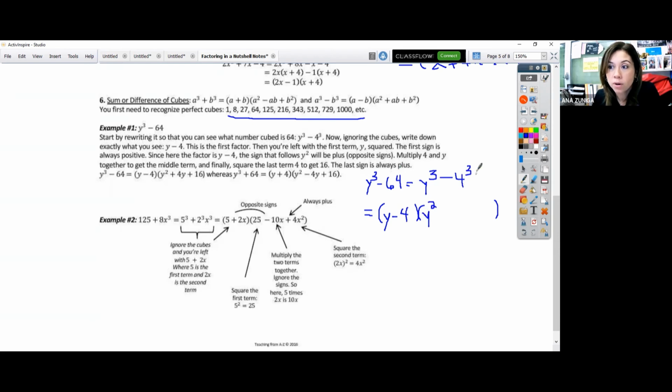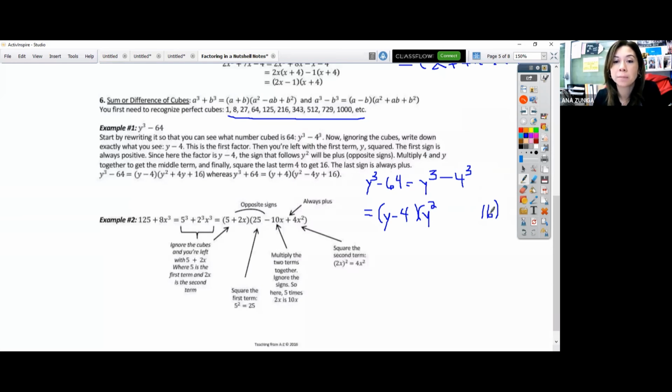I had 4 cubed. I took 1 out, so in the back I have 4 squared left, which is 16. So I rewrote it. I wrote down exactly what you see without the cubes in my first parentheses. And then I dealt with the first because it's going to be y squared. And then the back is going to be 4 squared.